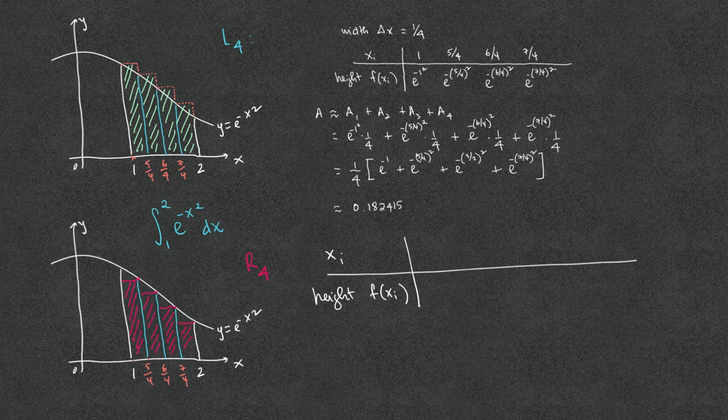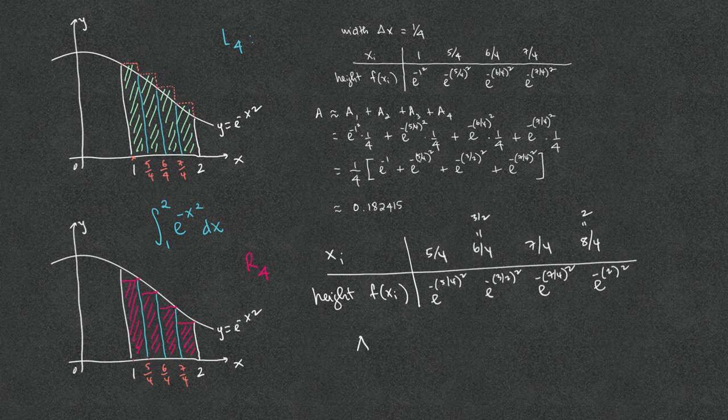For R4, we should end up with 4 rectangles. The right endpoints that we need are 5 over 4, 6 over 4, 7 over 4, and 8 over 4. But 6 over 4 is 3/2, and 8 over 4 is 2. The heights are e to the negative 5 over 4 squared, e to the negative 3 over 2 squared, e to the negative 7 over 4 squared, e to the negative 2 squared.